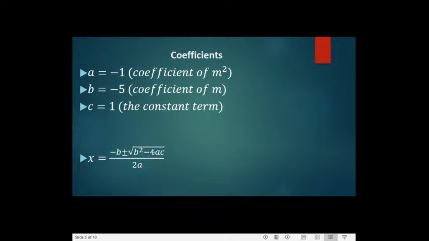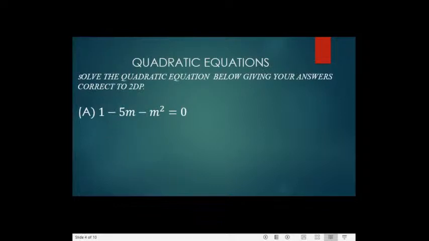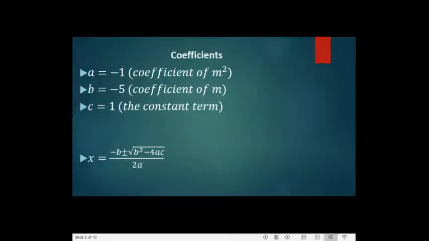So the coefficient of m, with the highest power here, that is the coefficient of m squared, is negative 1. So a is equal to negative 1. Remember, a is coming from the equation from which the quadratic formula is derived, ax squared plus bx plus c is equal to 0. So a is the coefficient of x squared, and in this case, instead of x squared we have m squared, meaning that the coefficient of m squared is negative 1.